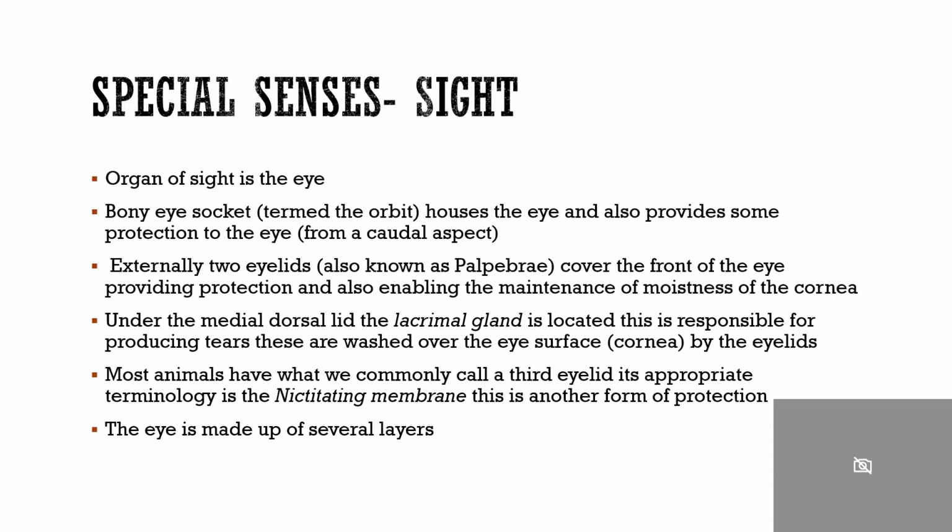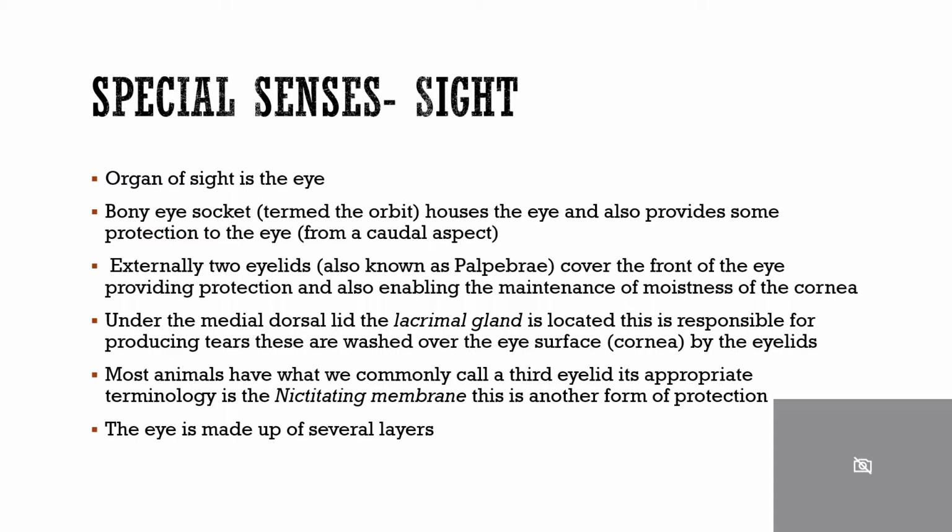Special senses, sight. The organ of sight is the eye. The bony eye socket that we should term the orbit houses the eye and provides some protection to the eye from a caudal aspect. We also have two eyelids externally, which we also term palpebrae, that cover the front of the eye, again providing further protection, but also enabling the maintenance of moistness of the cornea, which is vitally important.